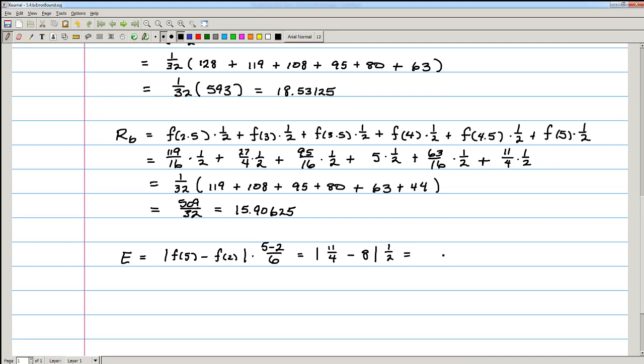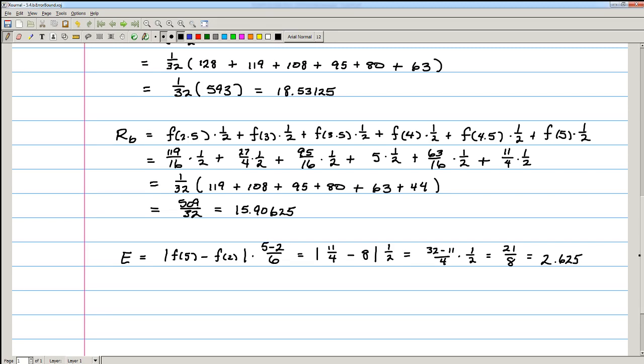That comes out to be, let's see, 8 is 32/4 minus 11/4, times 1/2. Or we get 21/4 eighths. If we multiply the 4 times the 2, and we divide, we get 2 and 5/8, 2.625. And we've calculated the error bound.